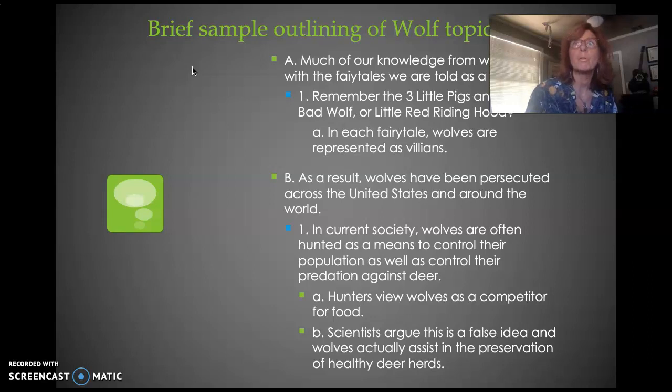Much of what we know about wolves, we've learned through fairy tales. We were told fairy tales as a child, in kindergarten, and in nursery school, or by our parents. We were told stories like the 3 Little Pigs and the Big Bad Wolf. We were told the fairy tale of Red Riding Hood. And if you'll notice, in both of those fairy tales, the wolf is a villain. I challenge you to think of an old fairy tale, not a modern one, in which the wolf is not a villain.